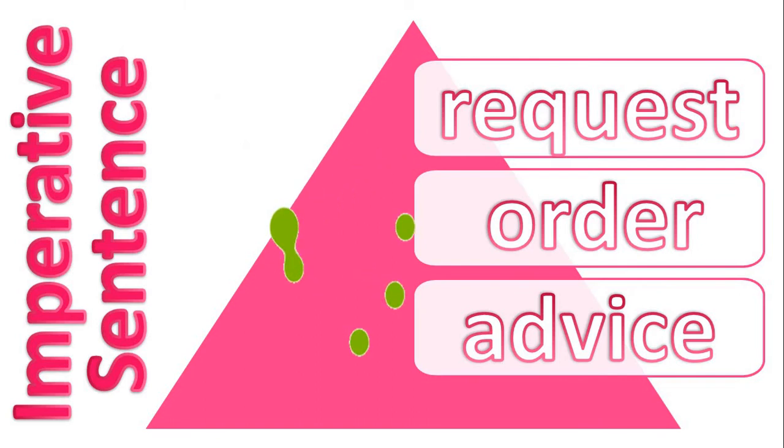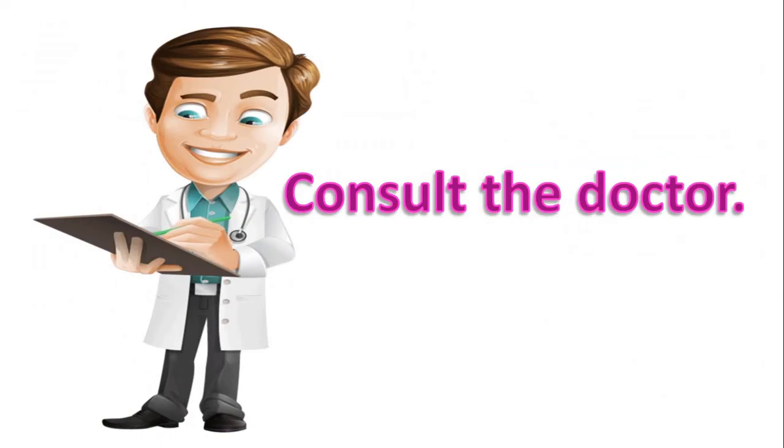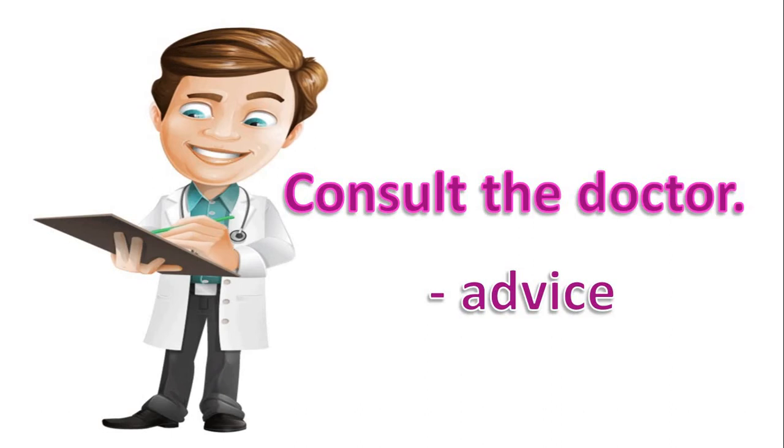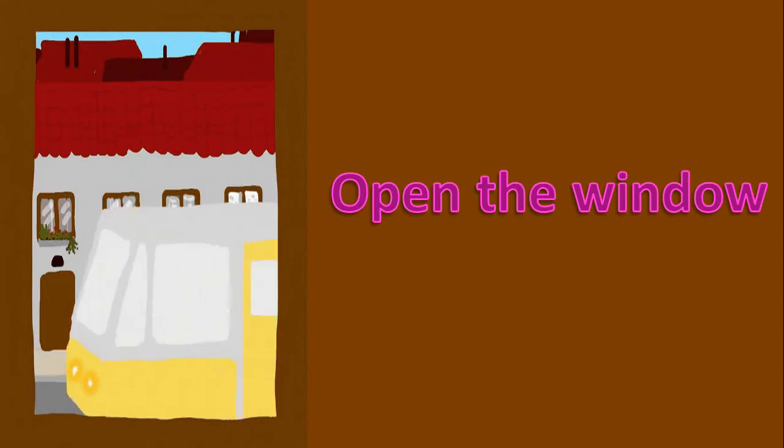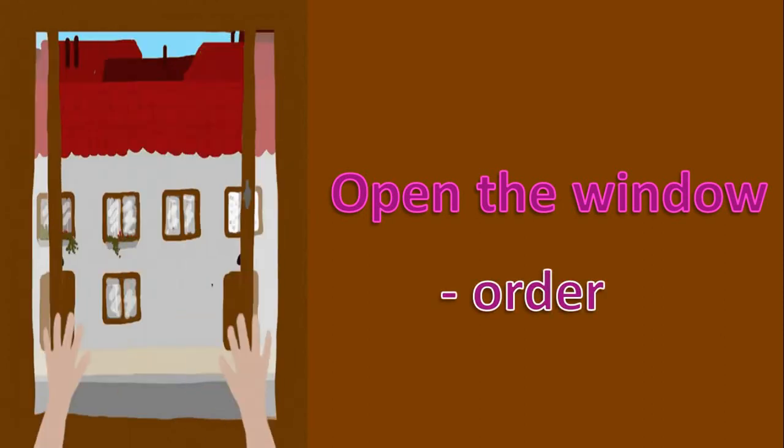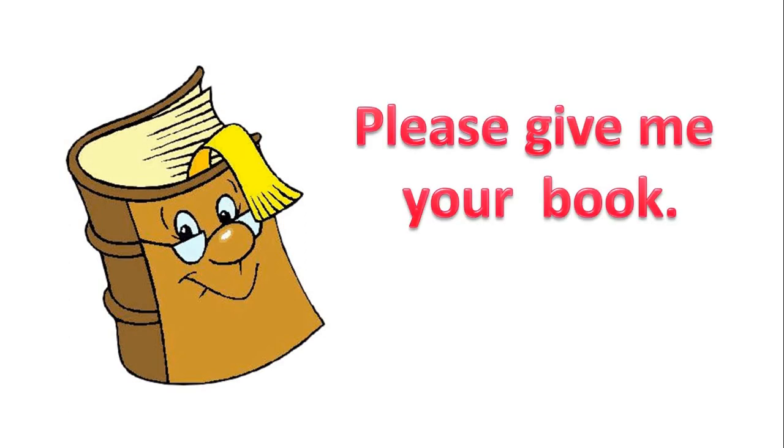Fine, let's discuss few examples of imperative sentences. Consult the doctor. Here I am giving advice that yes, you should consult the doctor. So that's why it's an imperative sentence. Open the window. I am ordering to open. Imperative sentence. Please give me your book. Here, a request is there. So that's why it's an imperative sentence. And did you notice one thing? Children, imperative sentences do not consist of a subject. Subject is always missing in such type of sentences.